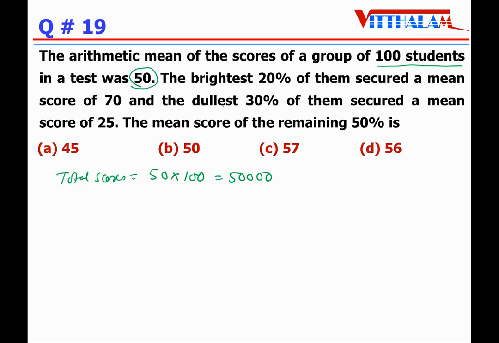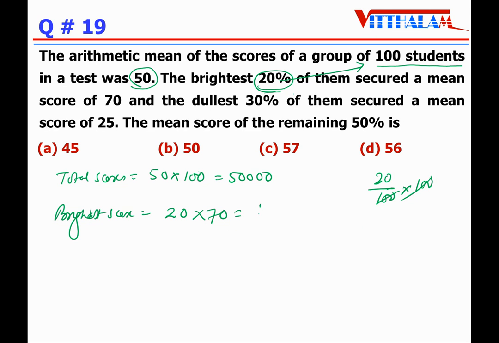Correct. Now the brightest 20% of them, 20% of 100 means 20 students, secured a mean of 70. So it is 20 into 70. 20% of 100 means 20 divided by 100 into 100, the 100s get cancelled, correct? So 20 into 70 is 1400.